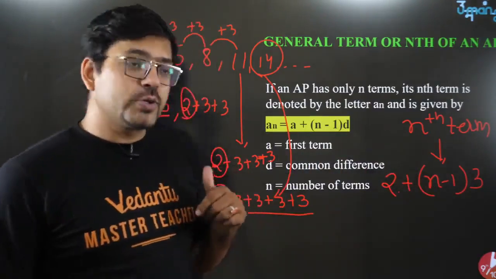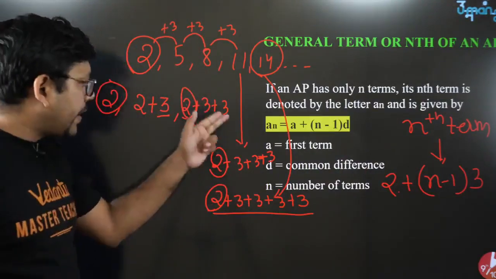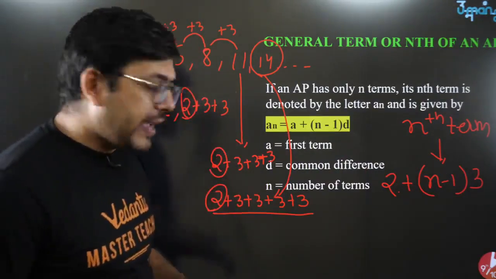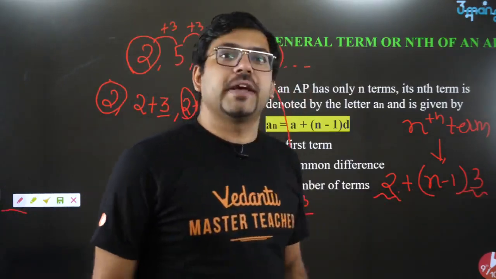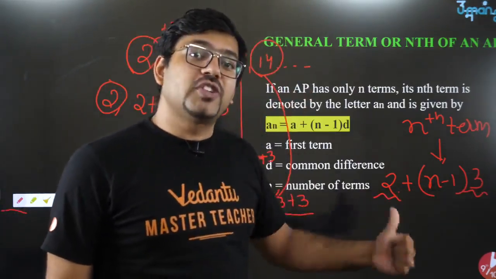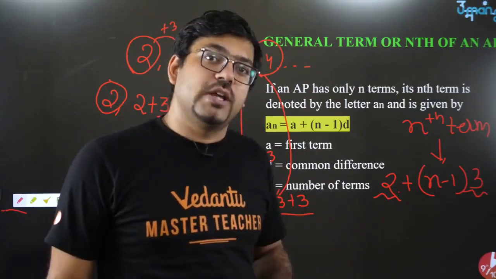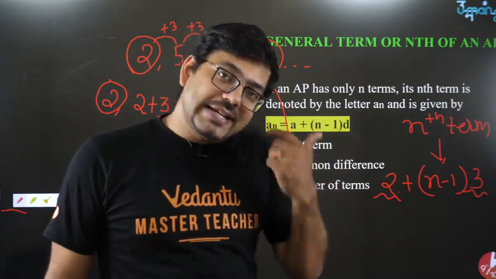Because now you would be able to see that whatever term you write, whatever formula you make, everywhere the first term and the common difference will be there. They will change only if the AP changes, only if the arithmetic progression itself changes.